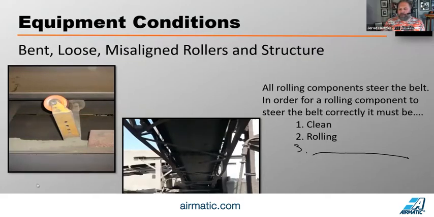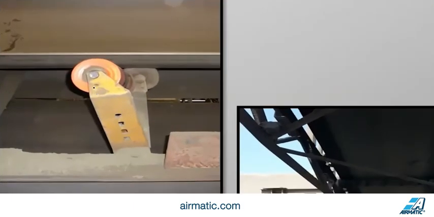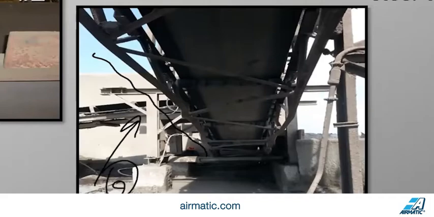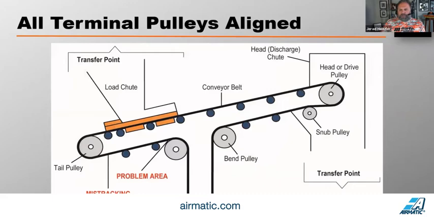So if I've got rollers that are out of alignment like I see in photo 1, or if I've got structure misalignment like I see in photo 2, then I'm going to cause that belt to mistrack. Okay, so we got to make sure that all pulleys are aligned. And when I say pulleys aligned, we're really talking specifically about what we refer to as terminal pulleys. All the terminal pulleys must be aligned.